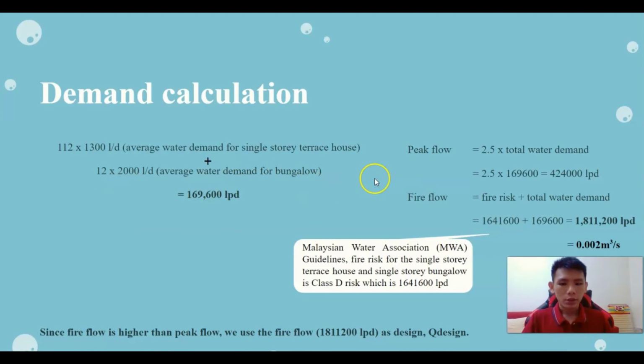Later we calculate the peak flow and the fire flow, and we will choose the highest value as the flow rate design. The fire flow is higher, so we will use this value, which is 1.8 million 11,200 liters per day as the Q design, the flow rate design.